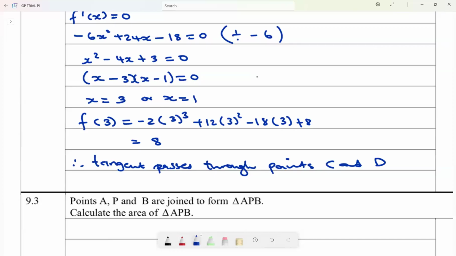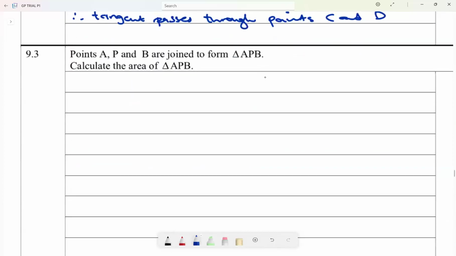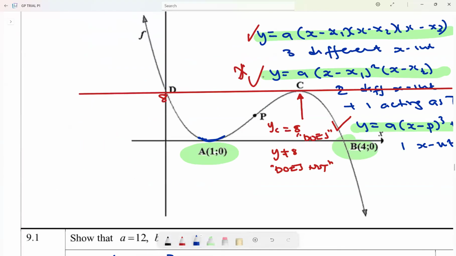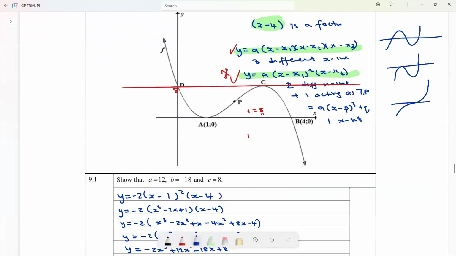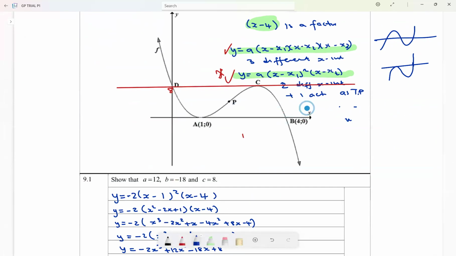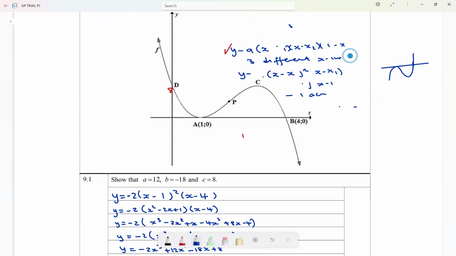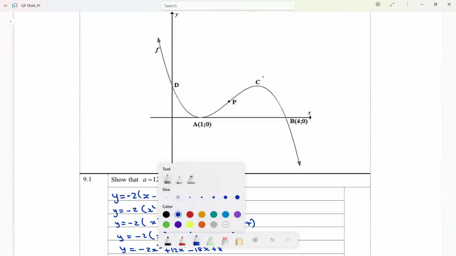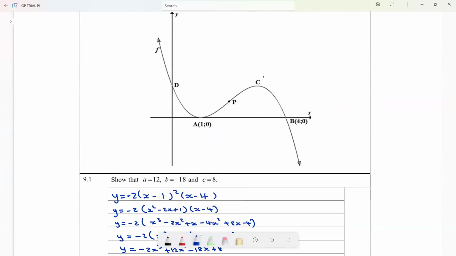Okay, fine now. Points A, P, B are joined to form triangle APB. Calculate the area of APB. Let us remove this mess. Now APB forms a nice triangle. Look.